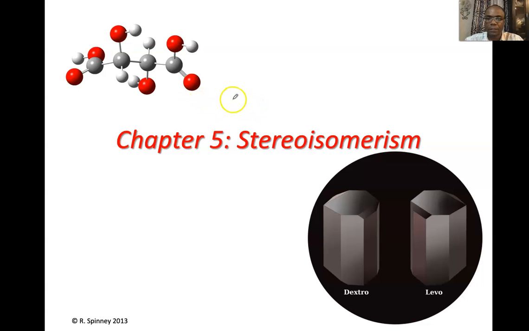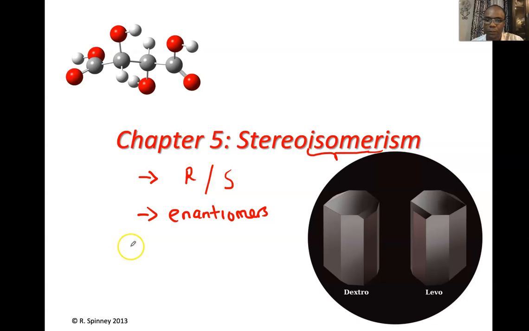Okay, we start chapter 5, which is majorly gonna discuss the different types of isomers. Isomers will have the same chemical formula, a different structure drawing. But for this chapter, we'll introduce the R and S system of isomerism. We will define enantiomers. We will define diastereomers. These are keywords you have to know.